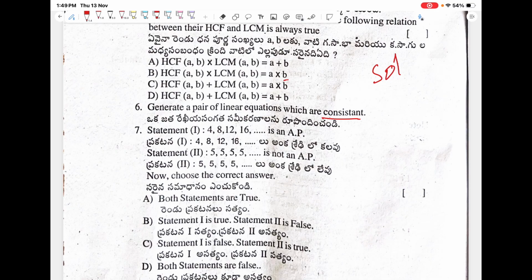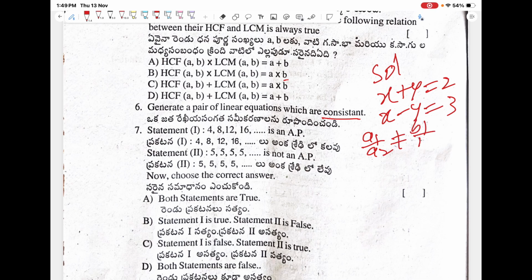For example, let us frame easy equations, that is, intersecting lines. Just x plus y equals 2, x minus y equals 3. Why? Because their coefficients must not be equal, for example a1 by a2 is not equal to b1 by b2. It is consistent. Now what is a1 of equation 1? a1 equals 1, b1 equals 1, a2 equals 1, b2 equals minus 1.